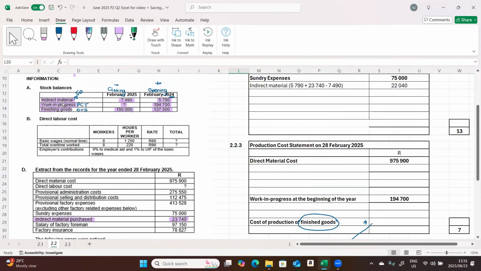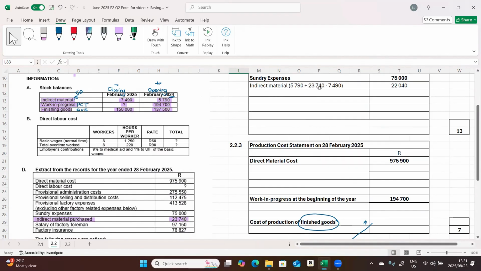When we have a look at indirect material, we already know what that is. I explained that just now, okay? But look over here, this 23,740 is what we purchased during the current year. That is not necessarily what has gone into the production process. Do you guys understand? We want to calculate the costing for the current financial year. That means what we purchased and what we used in the production process.